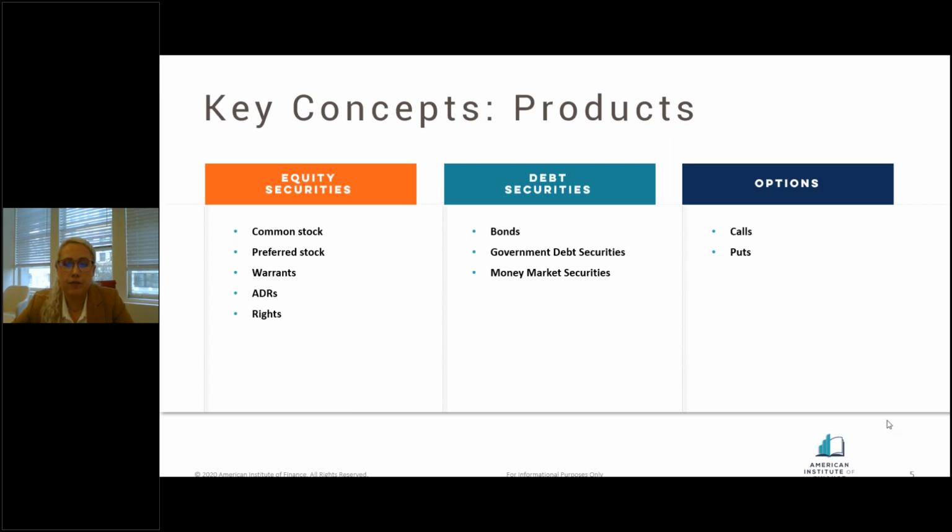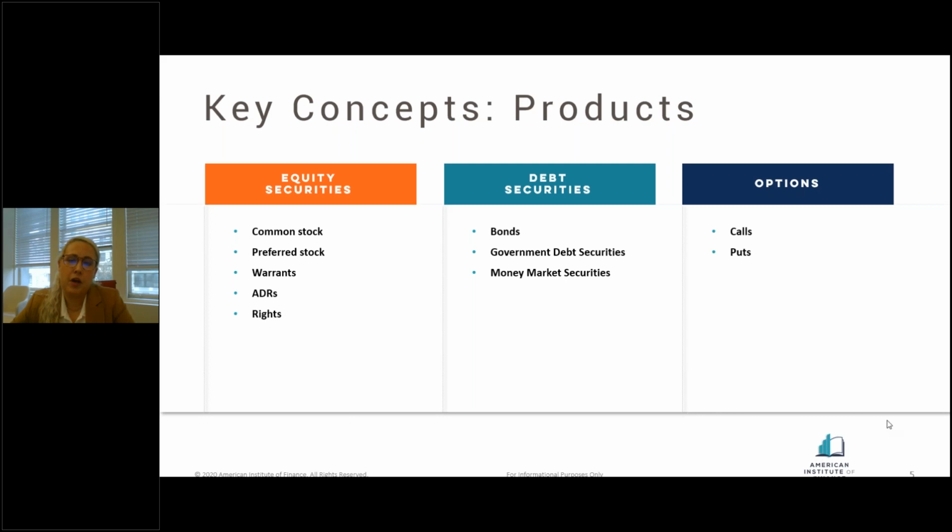And then we have the second category, which is debt securities. That's also highly tested on the exam. That includes bonds, government debt securities, and money market securities. So, essentially, bonds, look at it as a mini loan for companies. So that's a way to remember bonds.